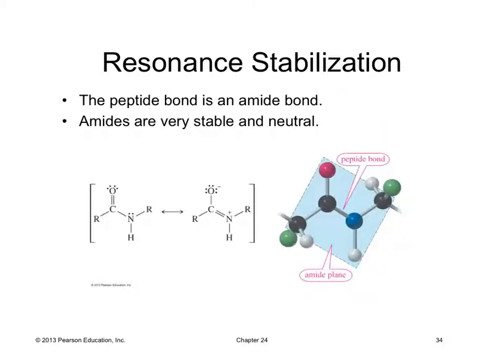A peptide bond is an amide bond, as shown here, and it is resonance stabilized, in which electrons from the nitrogen go and form a double bond and kick the electrons from the carbon-oxygen double bond to the oxygen. And because of this resonance structure, it has a planar structure, because of this double bond character between the C and N.